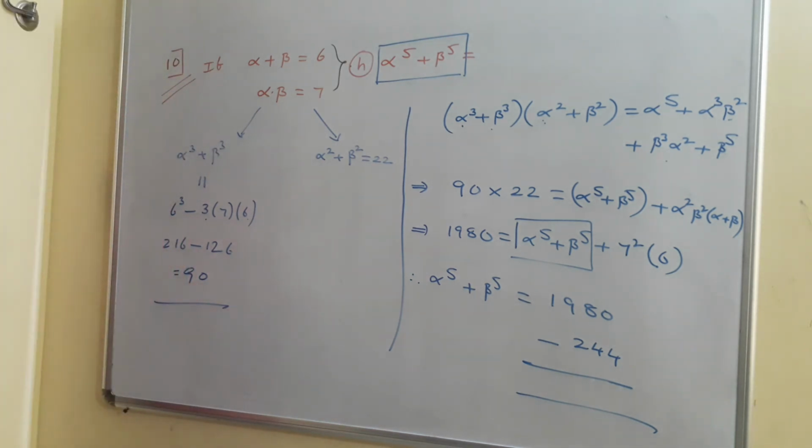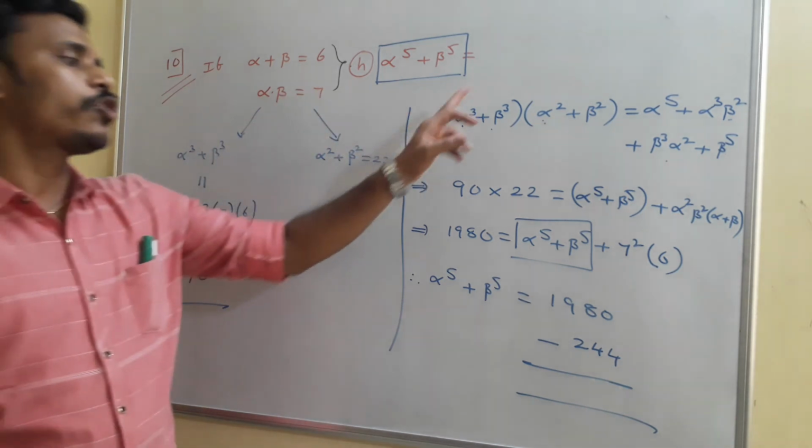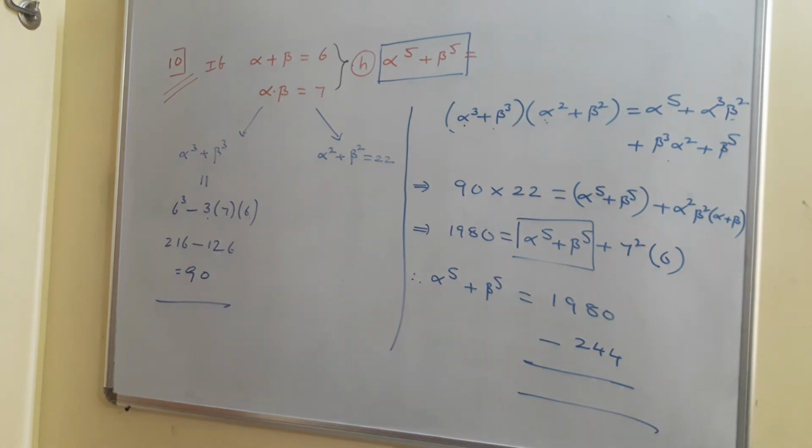Okay, just have a look once. To find alpha power 5 plus beta power 5, first of all you need to use this alpha cube plus beta cube and alpha square plus beta square. Multiply these two and then you just get that alpha power 5 plus beta power 5. Okay.